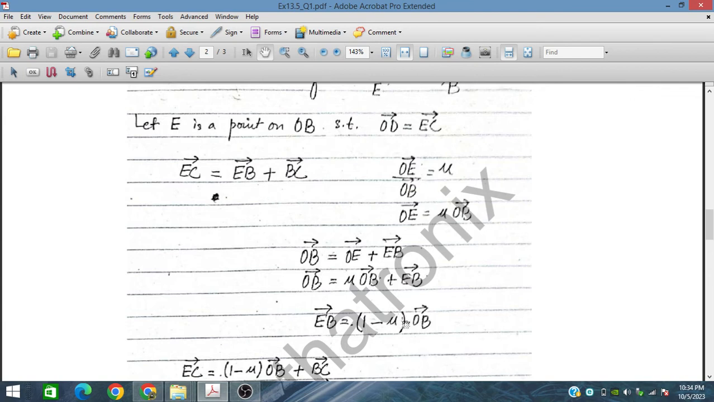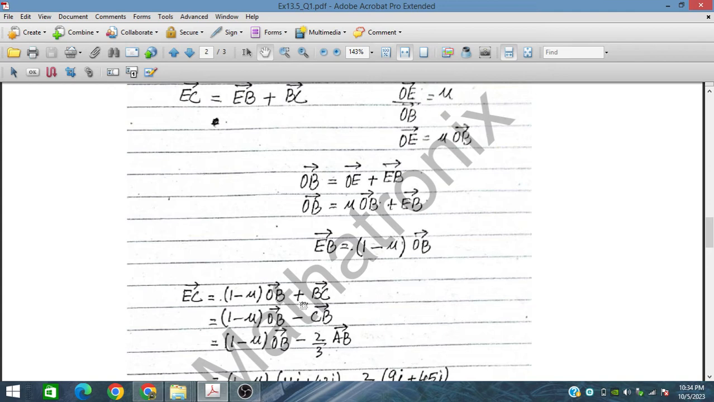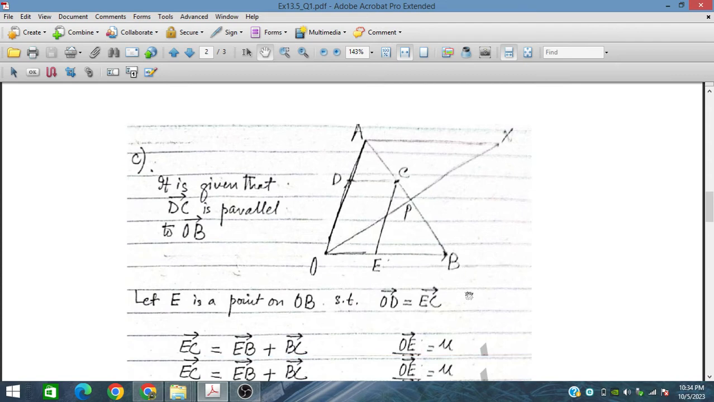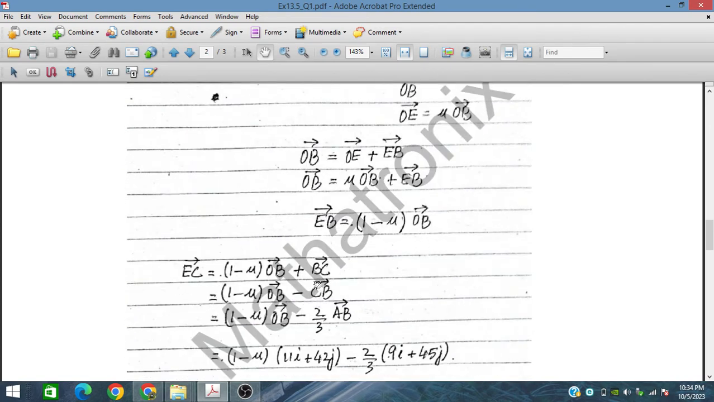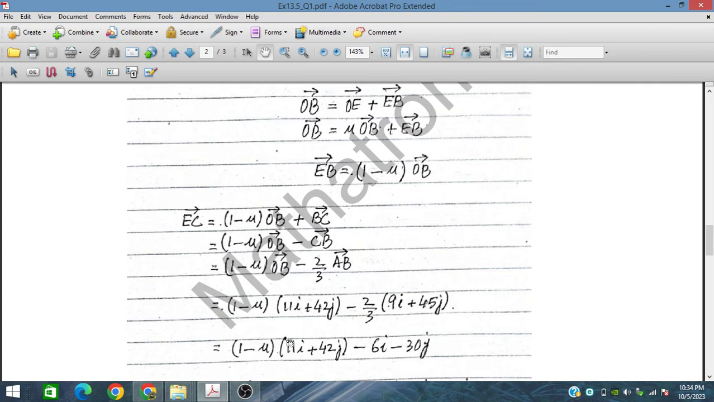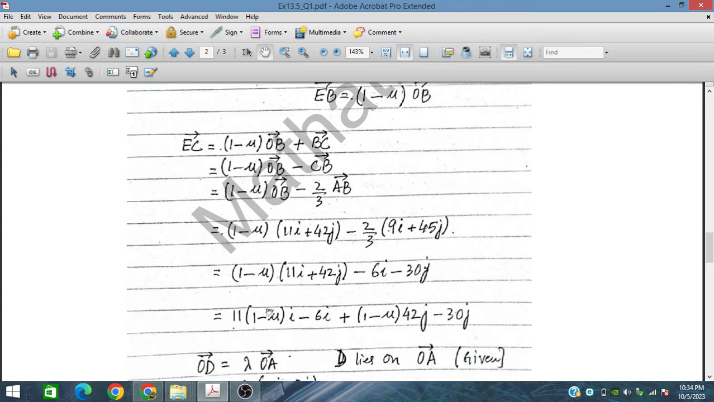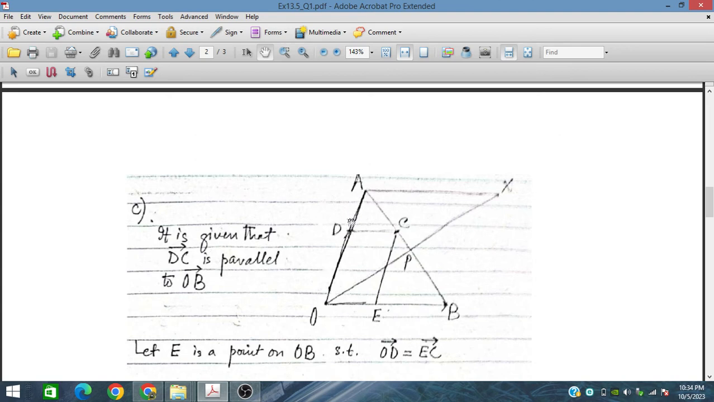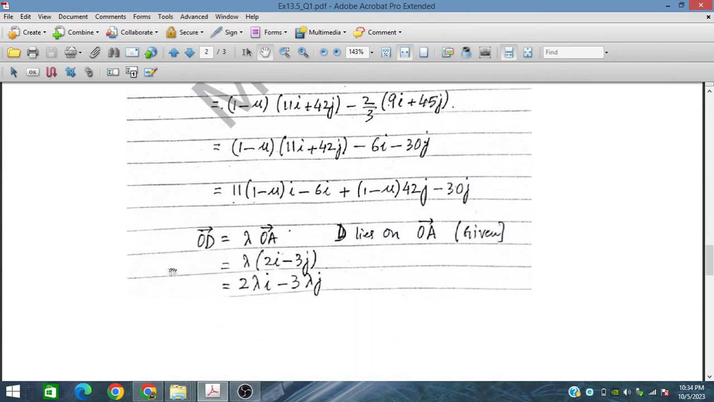In place of this EB, we can place this value here, and similarly BC is minus CB. Since AC is 1/3, CB is 2/3. So BC can be written as minus CB, and CB is 2/3 of AB. We substitute the values here, and we have obtained this relation. EC is obtained as this. Since point D also lies on OA, we assume that the OD and OA ratio is lambda. So in place of this OA, we can write this, and OD is written as this.